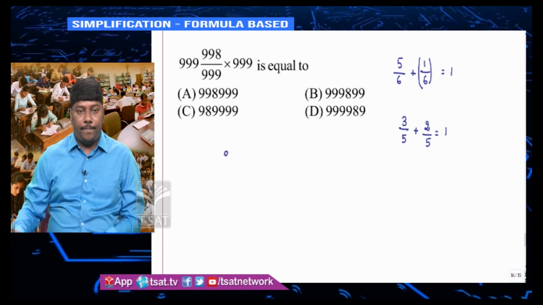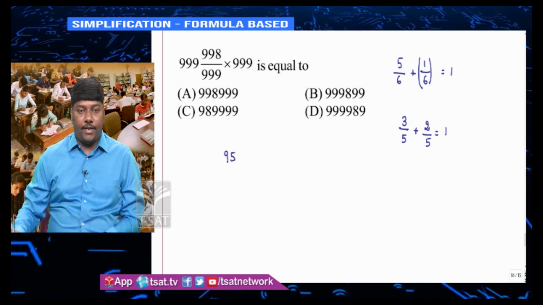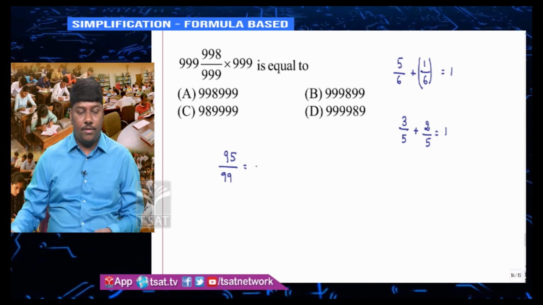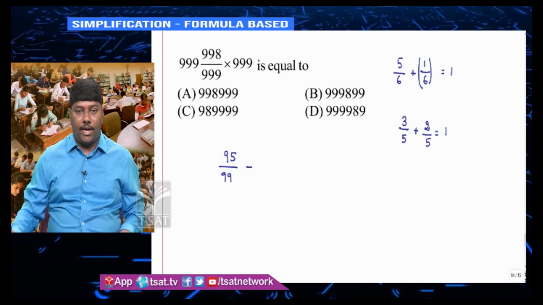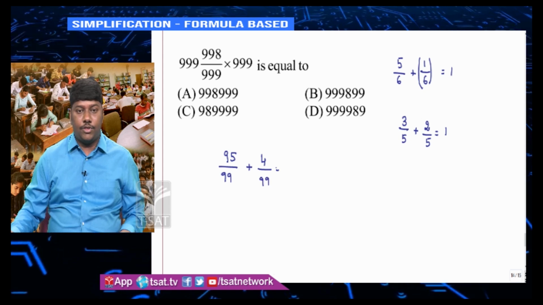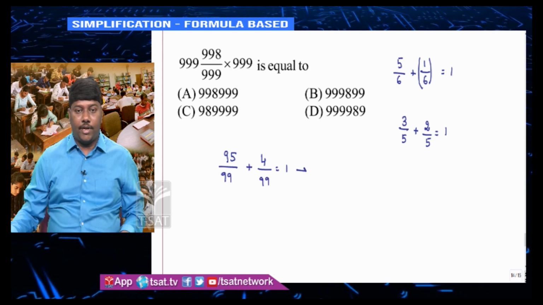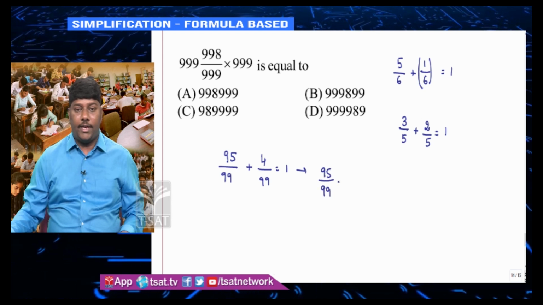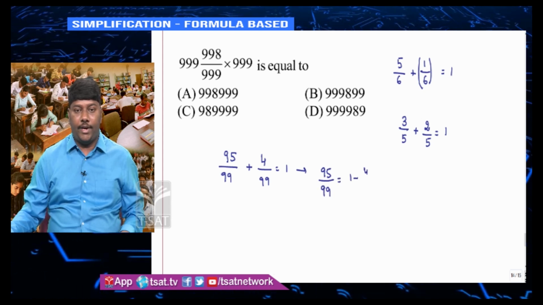Suppose I have 95 by 99. How much I need to add in order to make it 1? So in order to make it 1, I need to add 4 by 99, which is equal to 1. This I can also write, 95 by 99, I can write it as 1 minus 4 by 99.